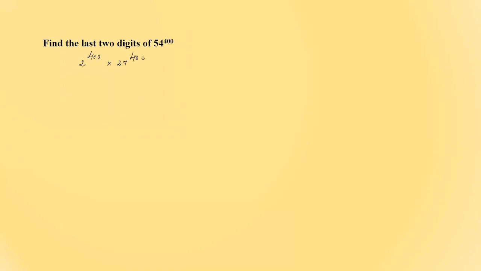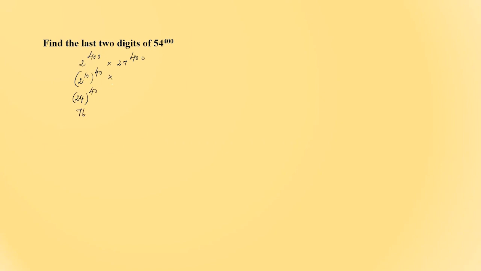Now 2 to the power 400 is very easy for me. I know 2 to the power 10, the last two digits of which are 24. This is raised to the power 40. Whole power even, the last two digits are going to be 76.